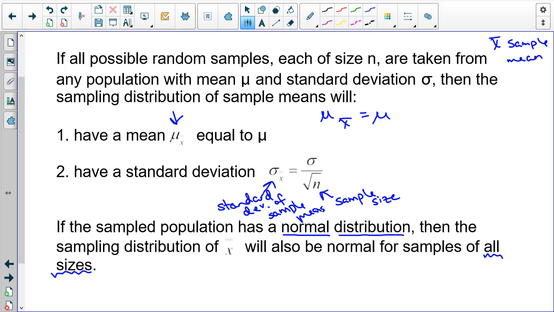So if your parent population is normal, automatically any samples you take from it, when you put the distribution together of all those means, those averages, it will be normal, okay? Your sample itself may not be, but your average, when you put it with all the other averages from the samples, it will be normal, okay?